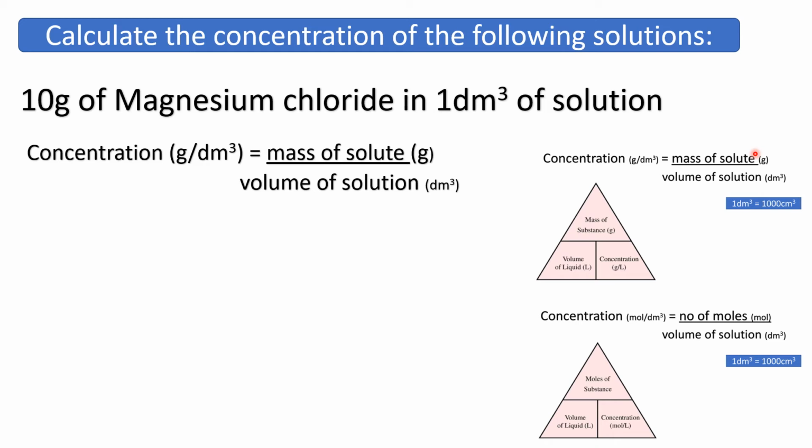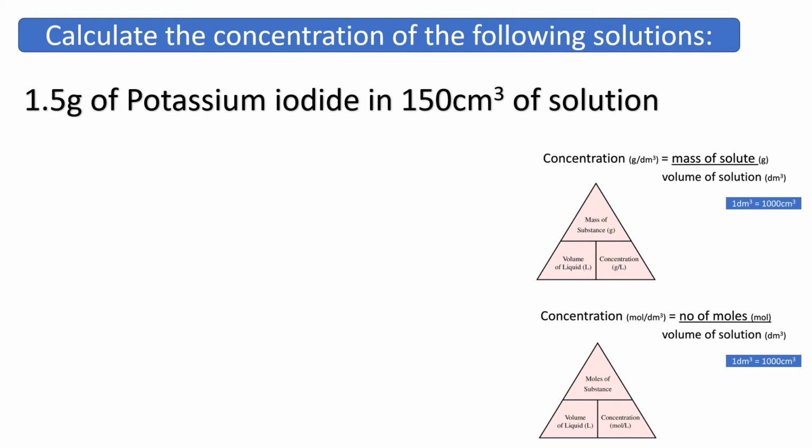Okay, so this is the equation. I need mass of solute divided by a volume of solution. Do I have a mass of the solute? Yes, 10. Do I have a volume of solution? Yes, 1. Okay, and that sum there is done, 10 grams per decimeters cubed. Nice and easy. Okay, pause the video and have a go yourself.